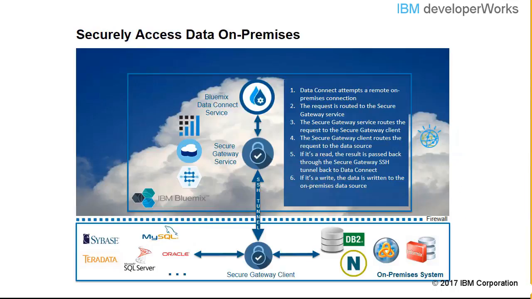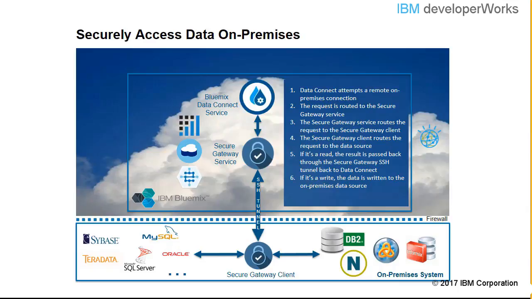As mentioned earlier, Data Connect can utilize the Secure Gateway service in Bluemix to securely connect to on-prem databases and other data sources. Let's just walk through a typical example of how this is done. First, Data Connect will attempt to connect to the on-premise connection. The request will be routed to the Secure Gateway service. The Secure Gateway service running in Bluemix will route the request to a Secure Gateway client that has been installed on-prem. The Secure Gateway client will route the request to the actual data source.